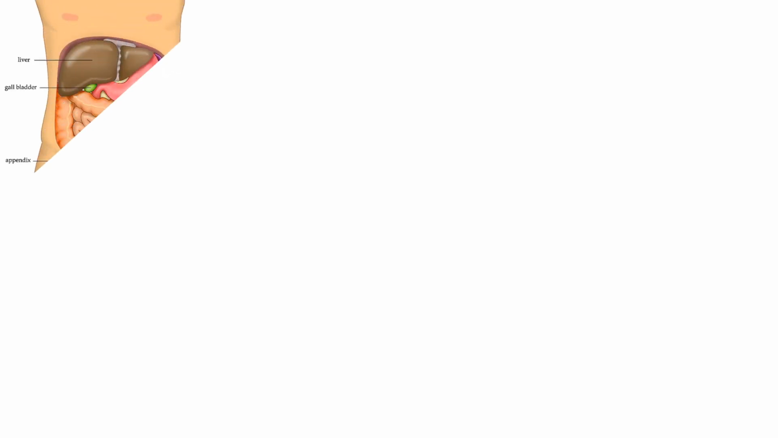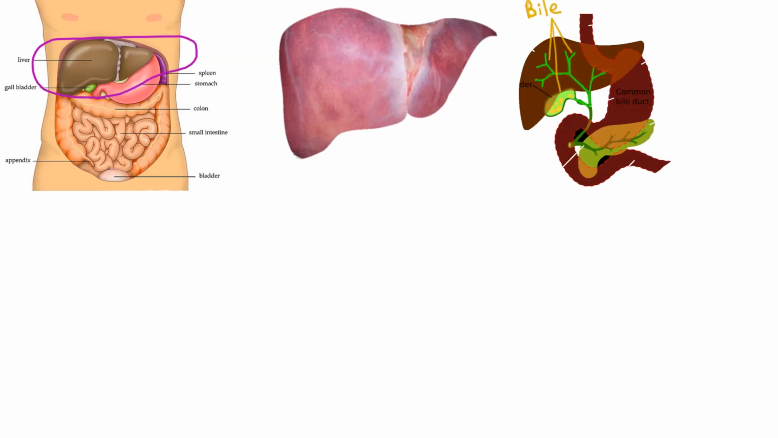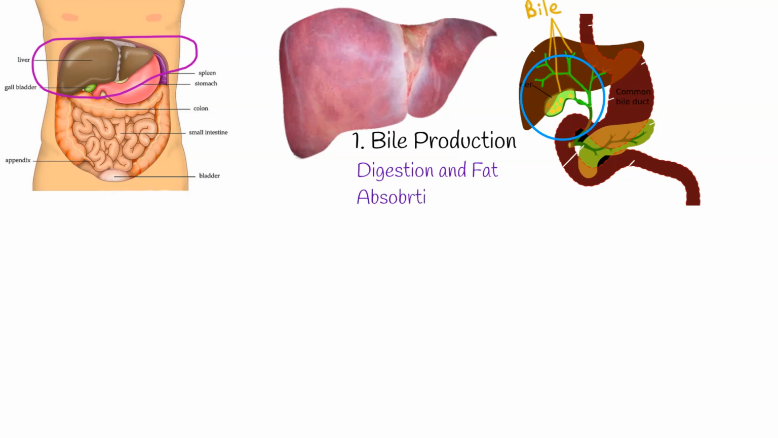The liver is the largest internal organ in our bodies, and also the biggest gland. It has several vital functions. First is bile production, the greenish-yellow fluid produced by the liver. Bile plays an indispensable role in digesting and absorbing fats within our small intestines.